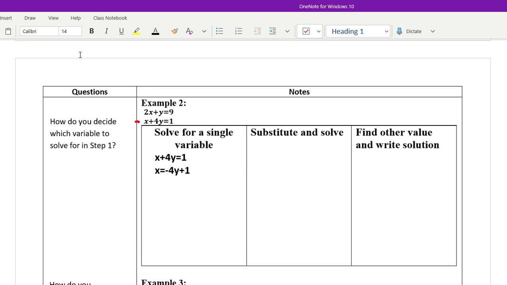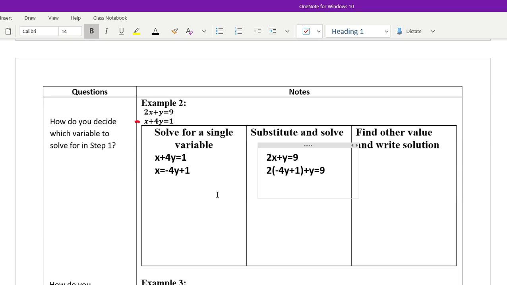In the second column, I need to write the other equation. So since I chose the second equation, I need to use the first equation. I solved for x, so I'm going to replace x. Because it has a coefficient, I need to show that I am multiplying by the equivalent expression. And I still have plus y equals 9.